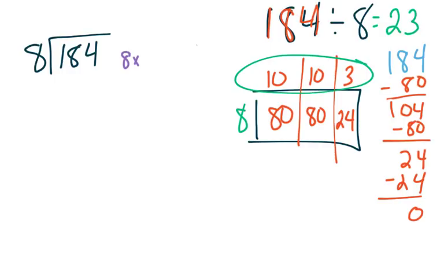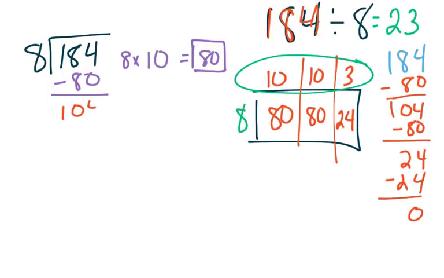So I'm going to go ahead and start with 8 times 10. 8 times 10 gets me 80. I'm going to take this 80 here and bring it underneath and subtract it from my whole. So instead of having to write my whole off to the side, here I can just do some subtraction. So when I subtract 184 minus 80, I'm left with 104.